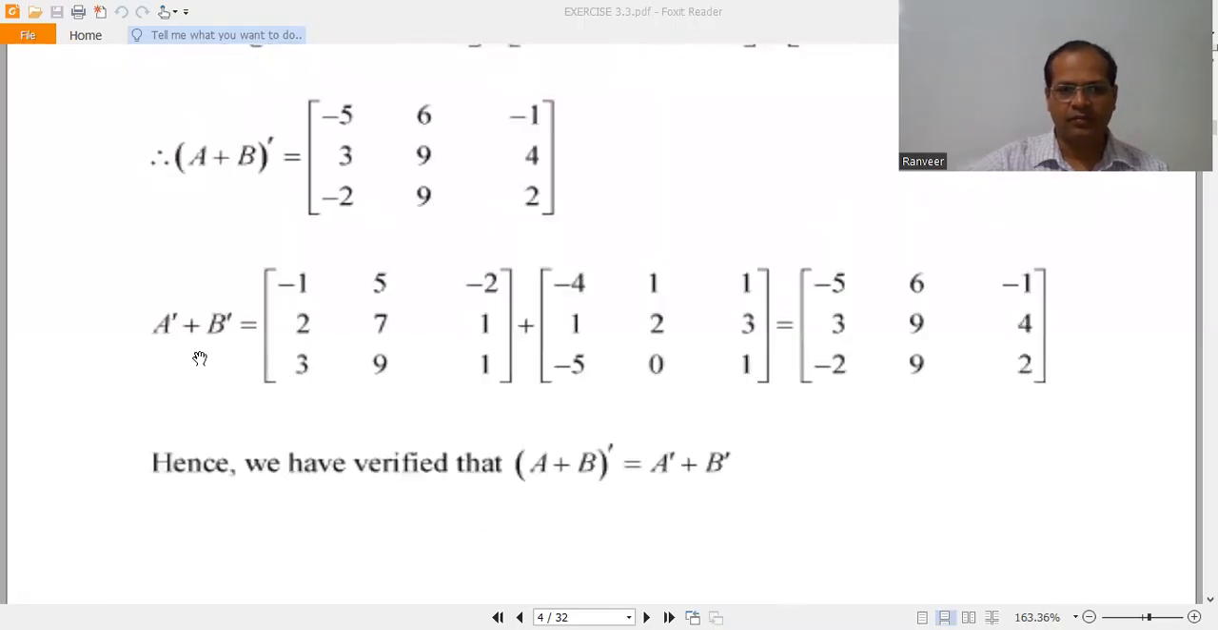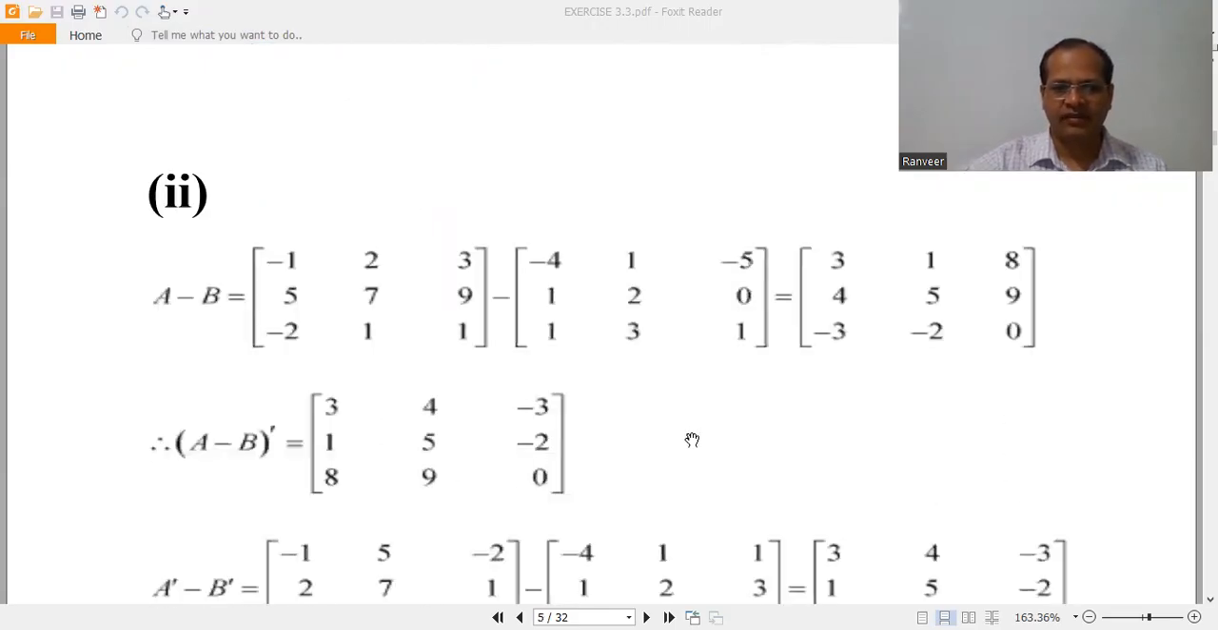Now A transpose plus B transpose. Whatever the transpose values are, we just have to add them, and we already know how to add two matrices. So (A plus B) transpose is equal to A transpose plus B transpose.